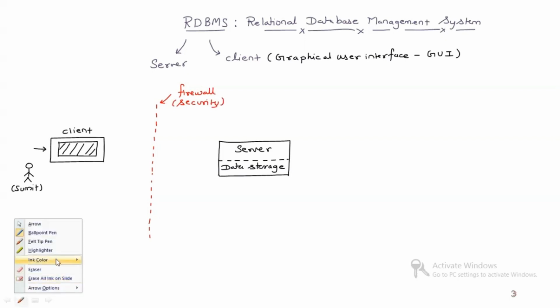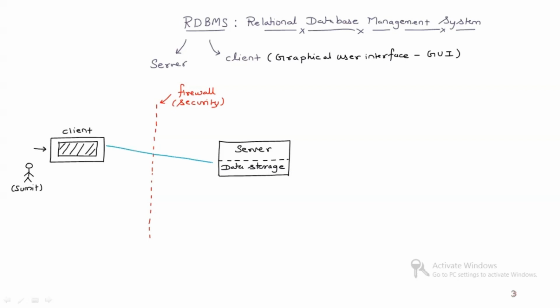Now, if a user has to connect to the server, they will use the client interface to perform the connection. So Sumit will use his credentials, which is user ID and password, which the user, which is Sumit, has to input in this client software. Client will transfer or send this request to the server. The firewall will verify whether these credentials are valid or not. And once it is valid, the connection will establish. So you will be able to connect to the server.